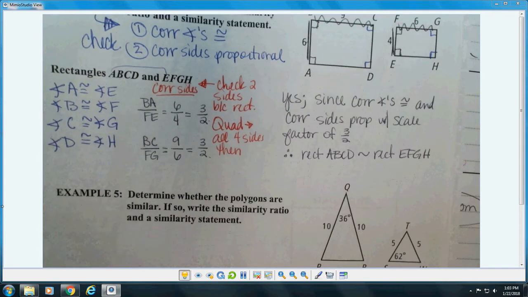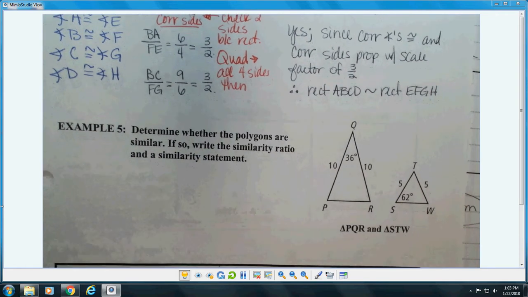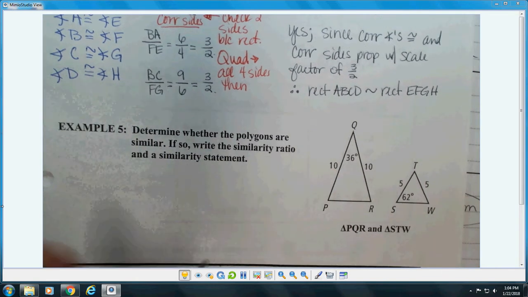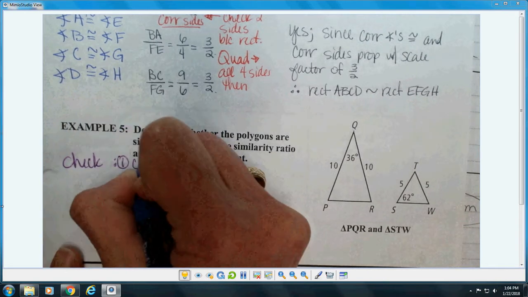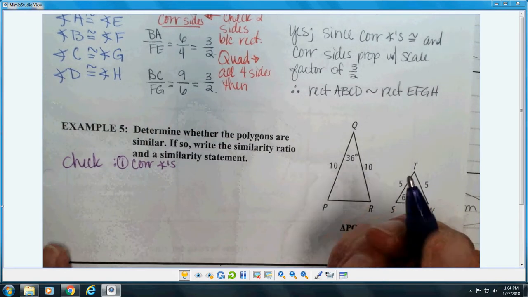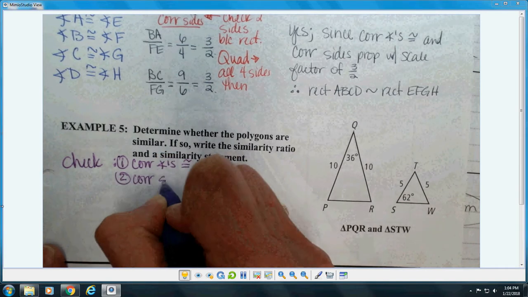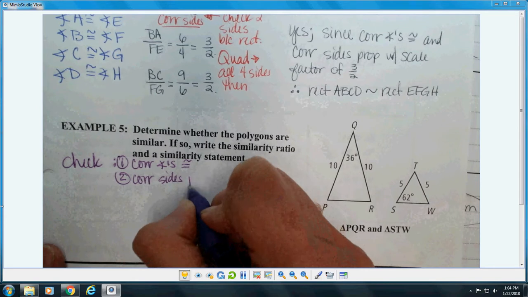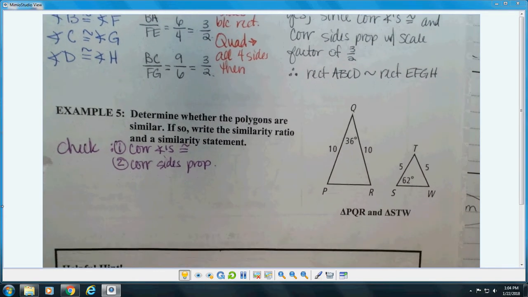All right, example 5. Determine whether the polygons are similar. If so, write the similarity ratio and a similarity statement. All right, so if I look at this one, QPR, to determine if it's similar, I have to check, 1, corresponding angles are what? Congruent. And 2, corresponding sides are proportional.